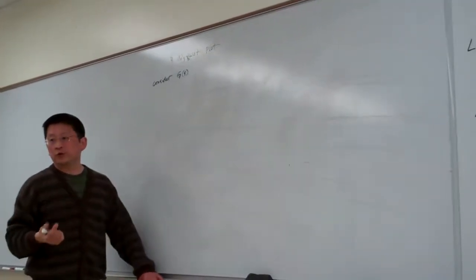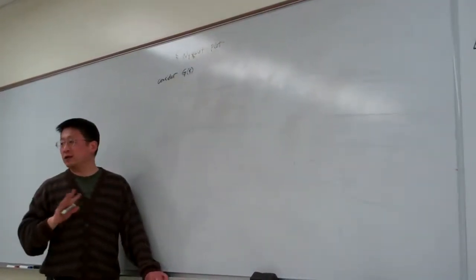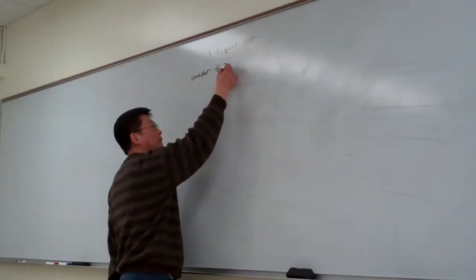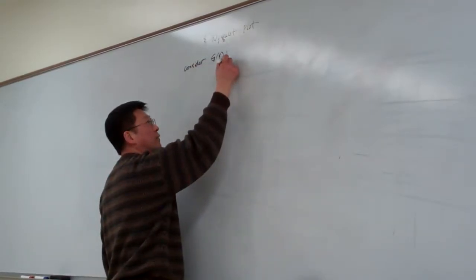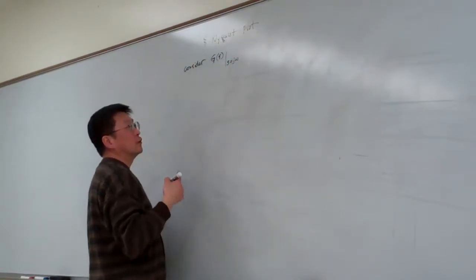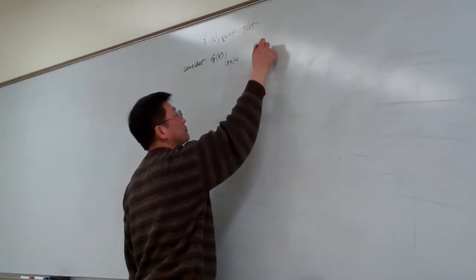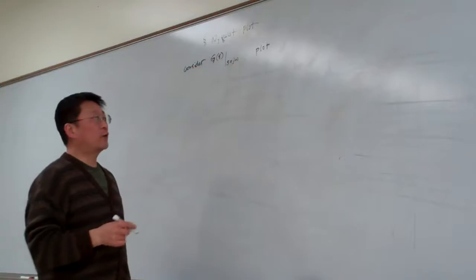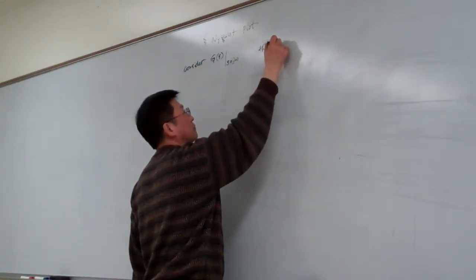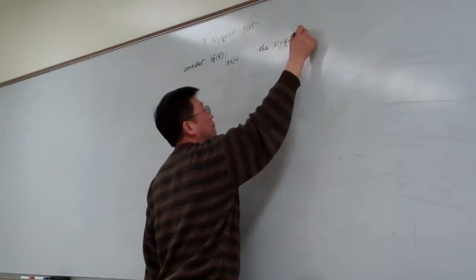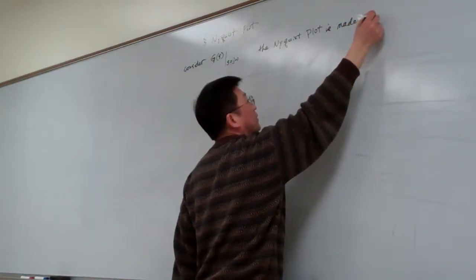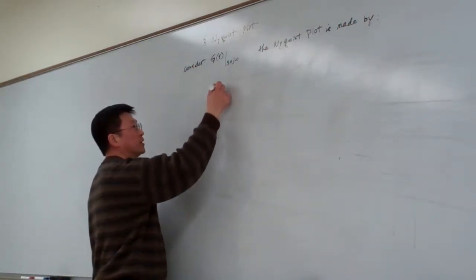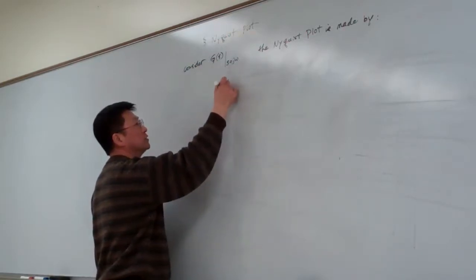G can be an open loop system, a closed loop system, any function. Again, in frequency domain analysis, we replace S by J omega. Then we want to plot the Nyquist plot, which is made by this. For example, here we have G J omega.